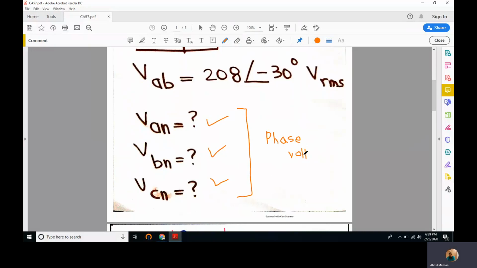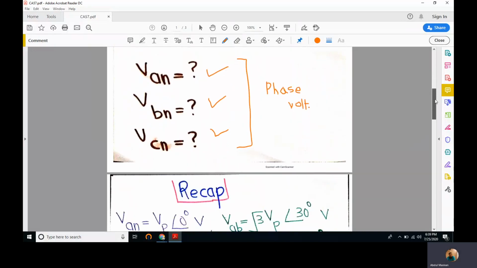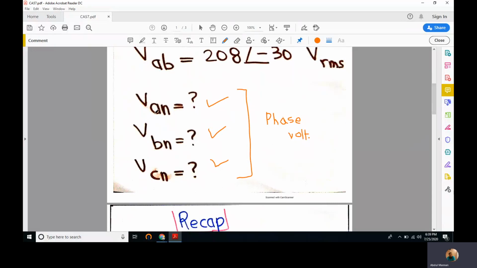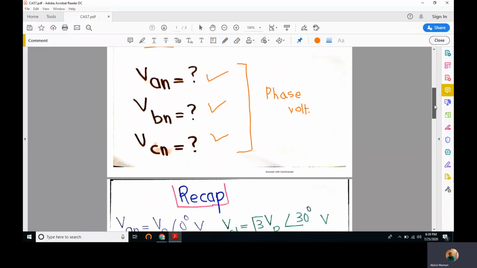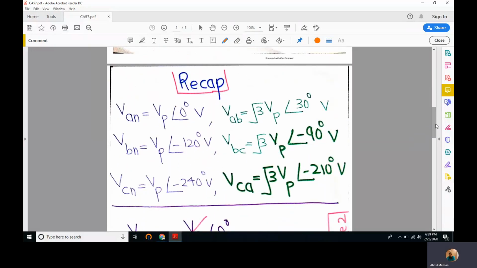So these are phase voltages. How to find these set of three phase voltages given this line voltage VAB? To find that, first we have to go through a small recap from last lecture. That is that VAN, we studied VAN.